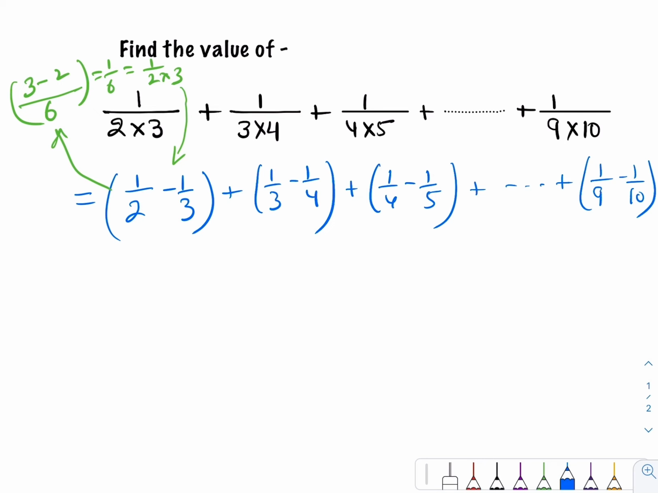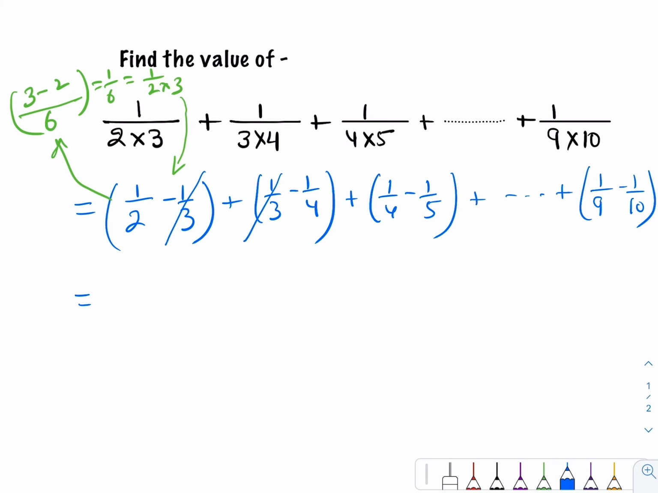So in this expression we have minus 1 by 3 and plus 1 by 3. Minus 1 by 3 and plus 1 by 3 equal to 0. Both cancel out. Similarly, minus 1 by 4 plus 1 by 4 and so on. So we have only 1 upon 2 minus 1 upon 10.